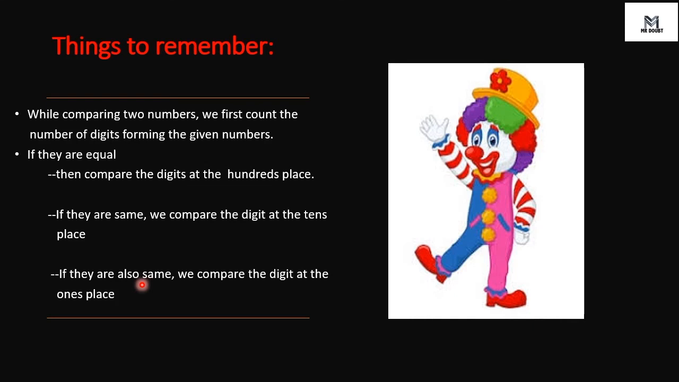It's very simple. You keep on switching your digits, you keep on switching your place values, and you will be able to compare any two given numbers, right? And if they are also same, means if all the three digits of a three-digit number are same, that means both the numbers are equal. I hope I am clear.